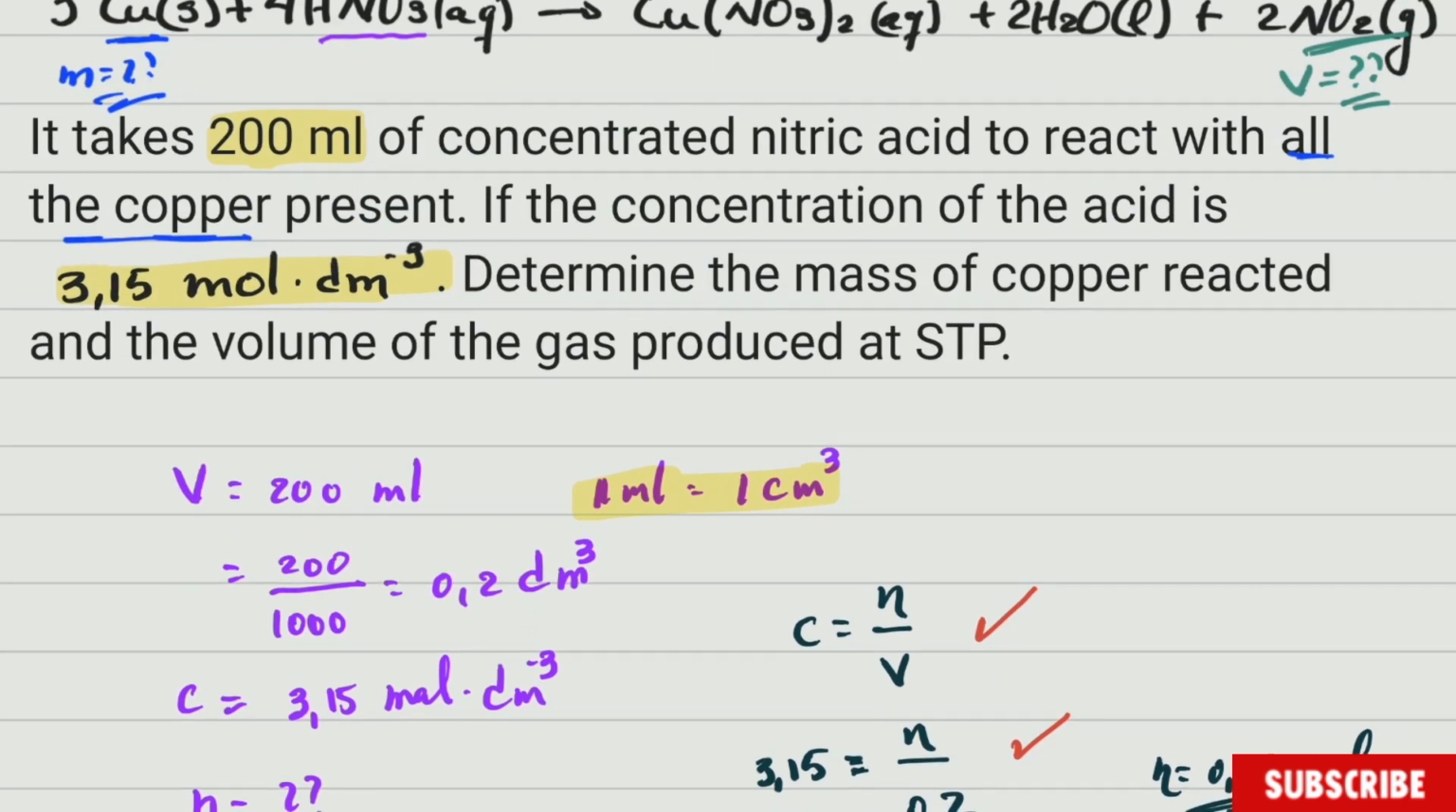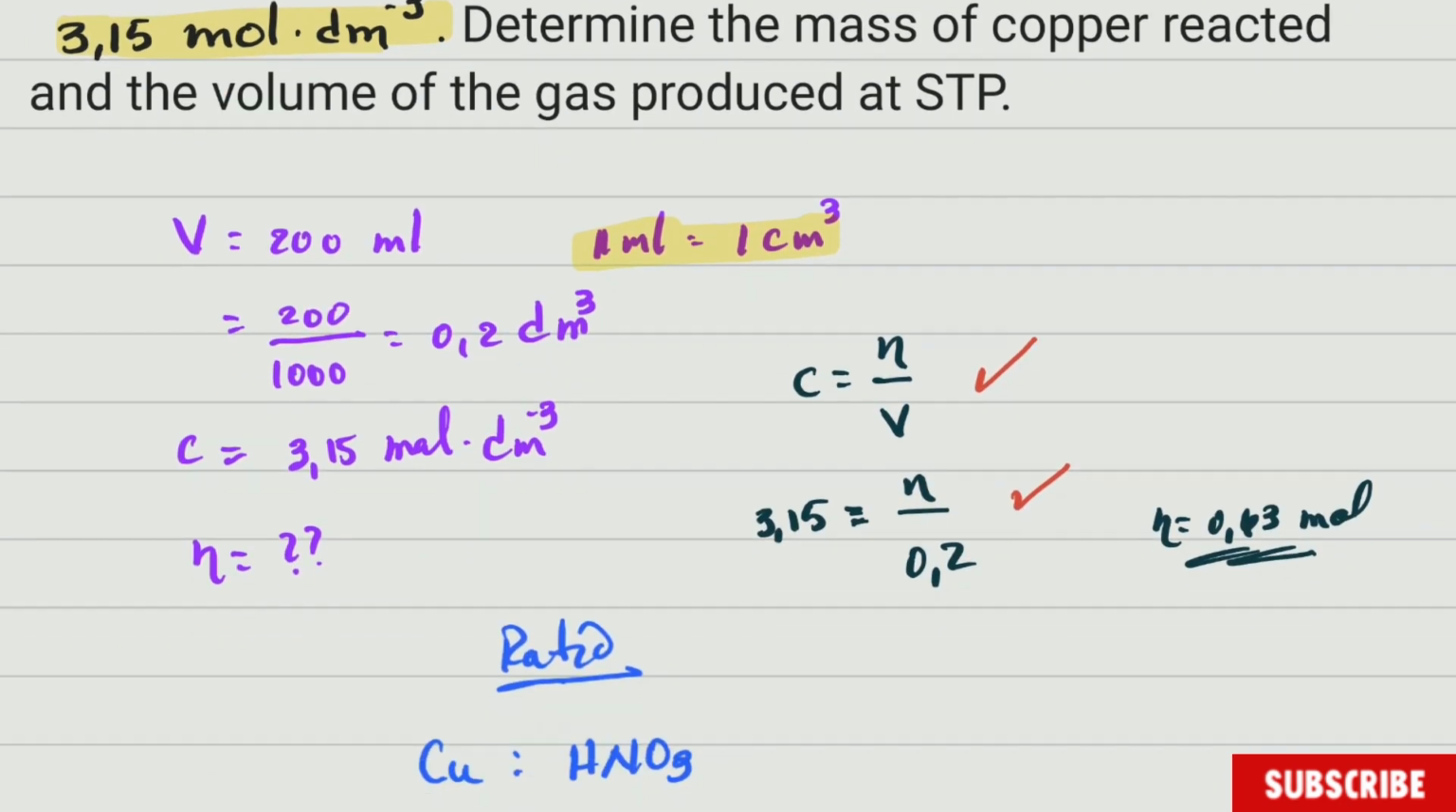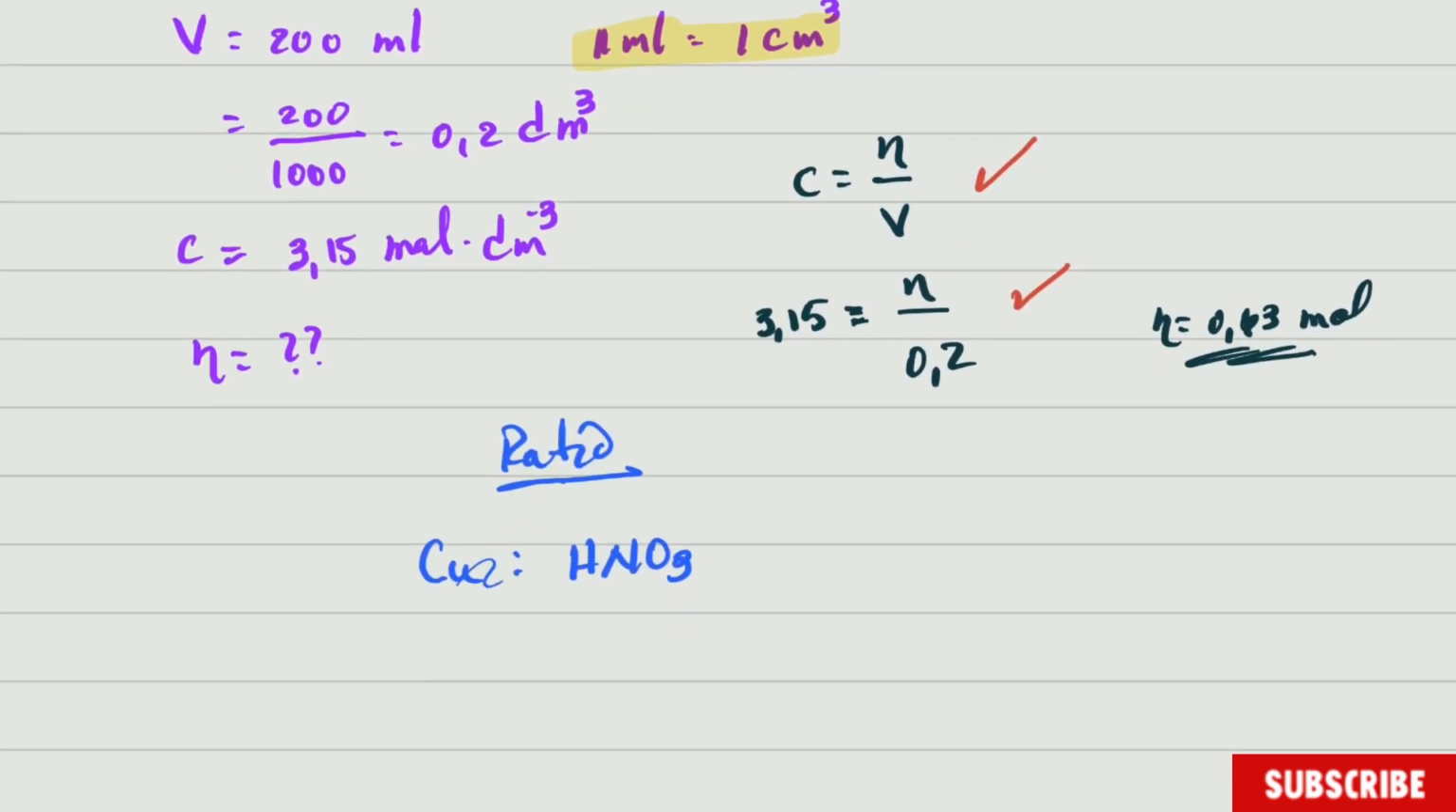The ratio, if you go to the equation, is going to be 3:4. It's a funny ratio here. That is why I said always use the cross product. 3:4. How much of the nitric acid do we have here?